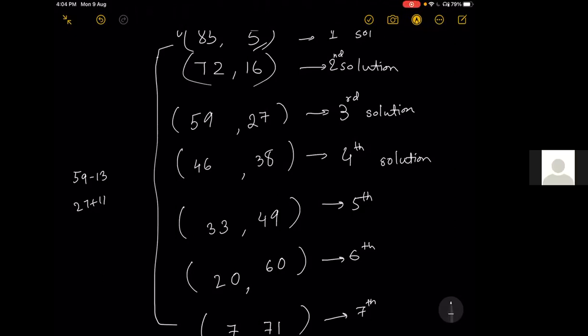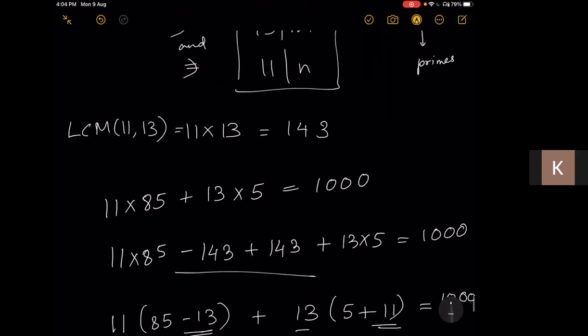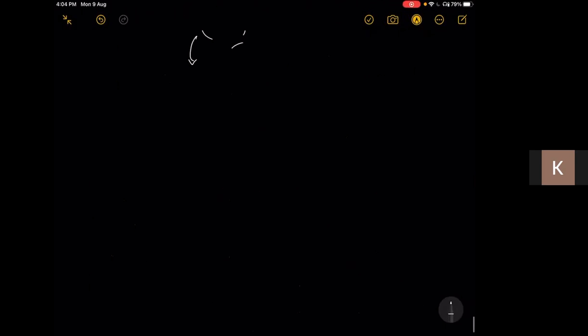Can you once again explain the part where you took x naught and y naught? Ah, so wait, let me explain fresh. 11 x naught plus 13 y naught is 1000. x naught, y naught is one of our solutions.